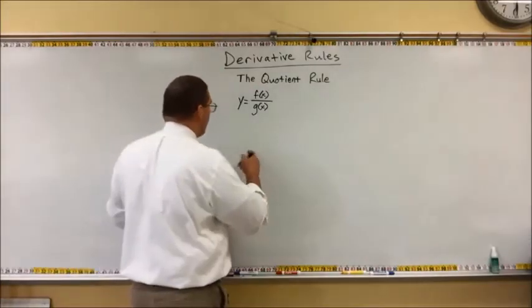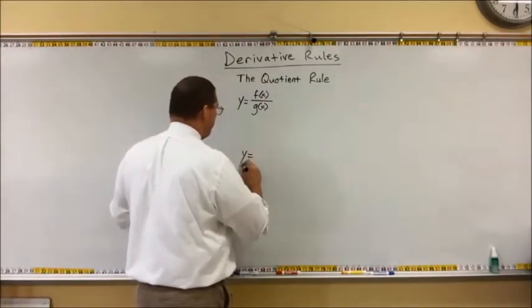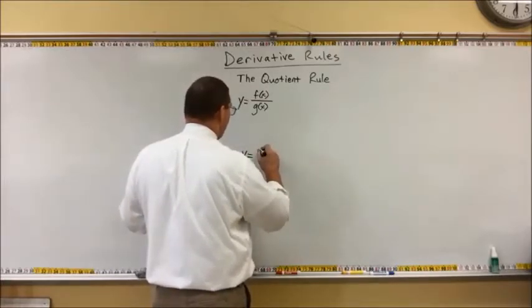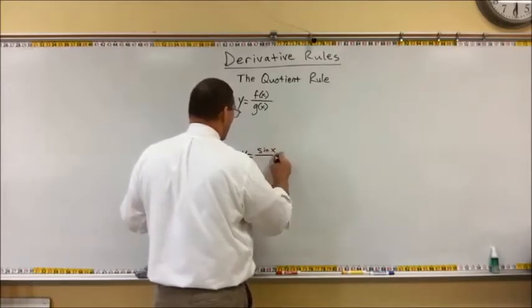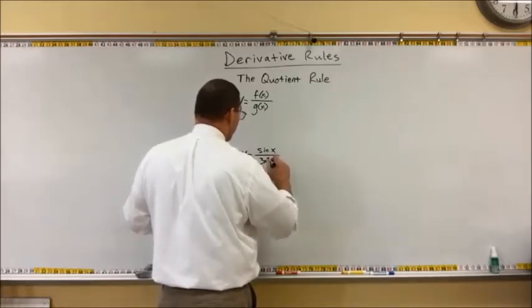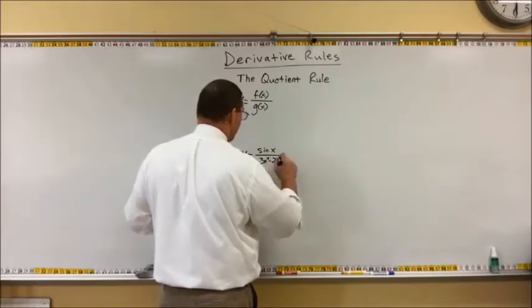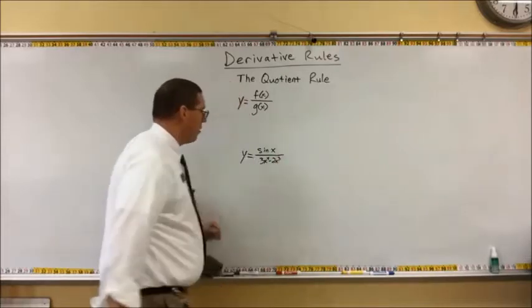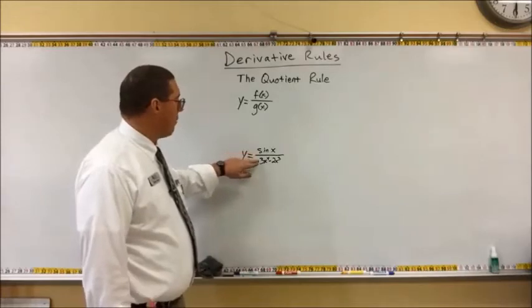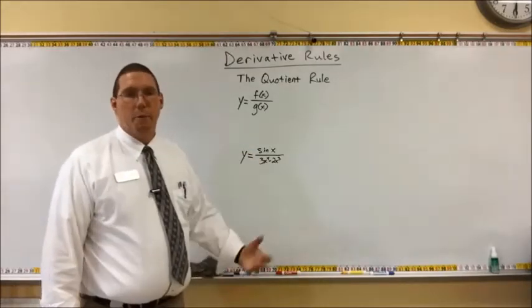All right, so an example of this would be, for example, if we had y is equal to, let's say, sine of x over, let's say, 3x to the fourth minus 2x to the third. All right, let's say that this is our quotient, okay? So we have a trig function in the numerator, and we have a polynomial function in the denominator, and we're going to find the derivative.